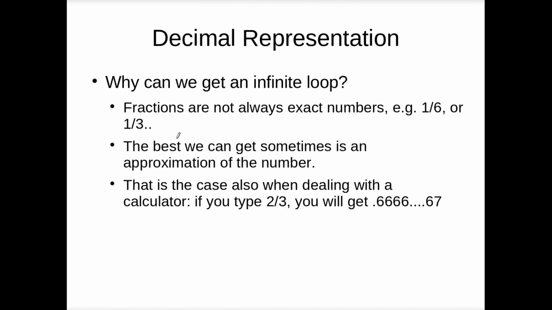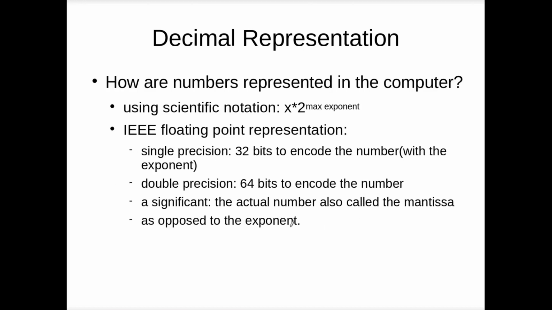So you can kind of think about it for like 1/6 or 1/3. The numbers keep on going repeatedly. And so in this case, for 2/3, you get 0.6666 and so on. They just approximate it to 0.666667, or however much space you have in the memory. But given this, how do we represent numbers actually in the computer?